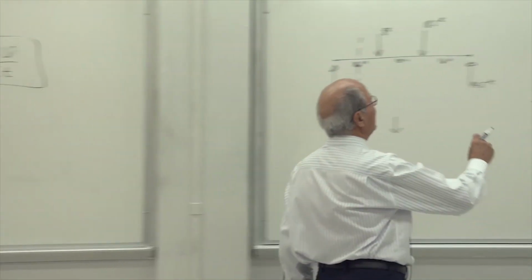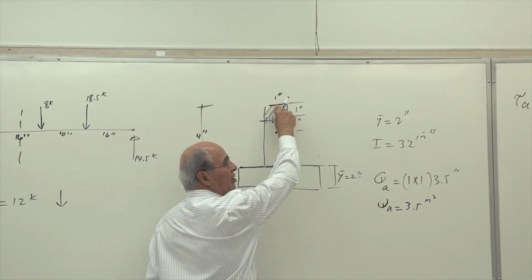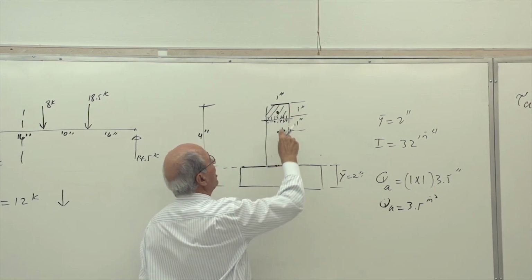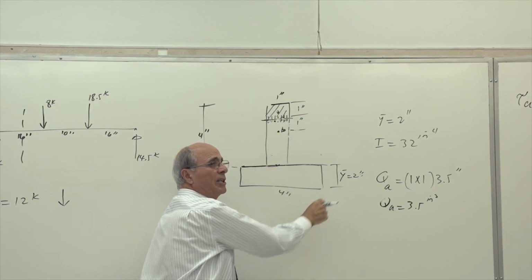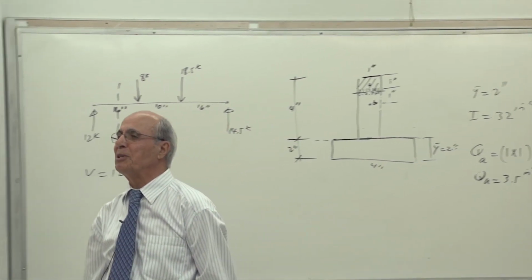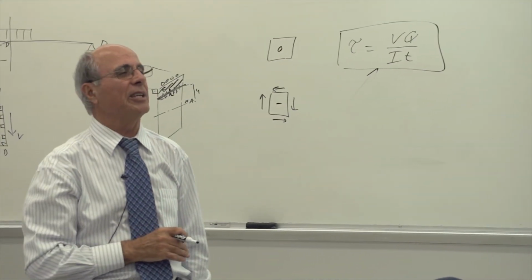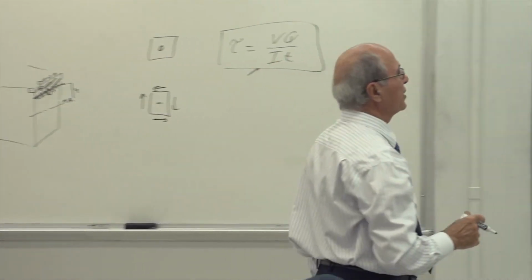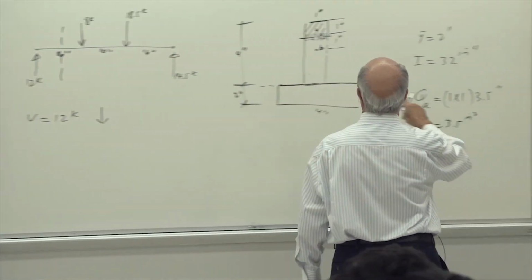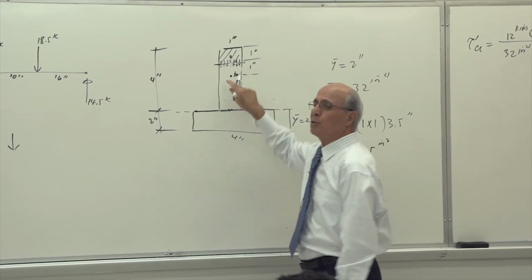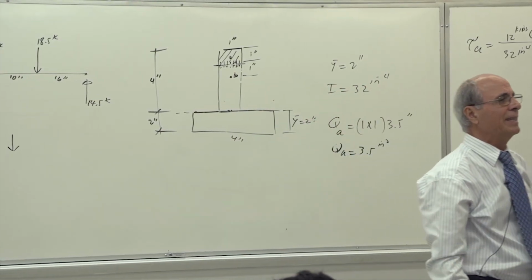This area is 1 by 1, and this area is 1 by 1, so the area is twice. But Q of that and Q of that with respect to here is totally different. Everybody understands it? Because it's area times y, and y are different. So therefore, this question number 1, calculate tau at A, we did it. Now we want to calculate shear stress at B.